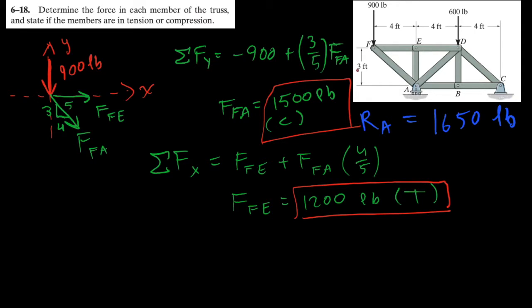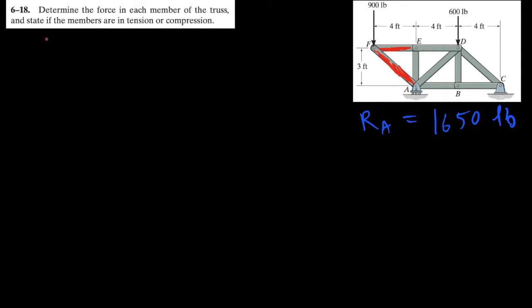I will be highlighting in red each truss component we have calculated. So far we have FE and we have FA. Now let's inspect point E. So as usual, we have our axes defined properly. At point E, we have the following members. We have FE, and we have ED, as well as EA.